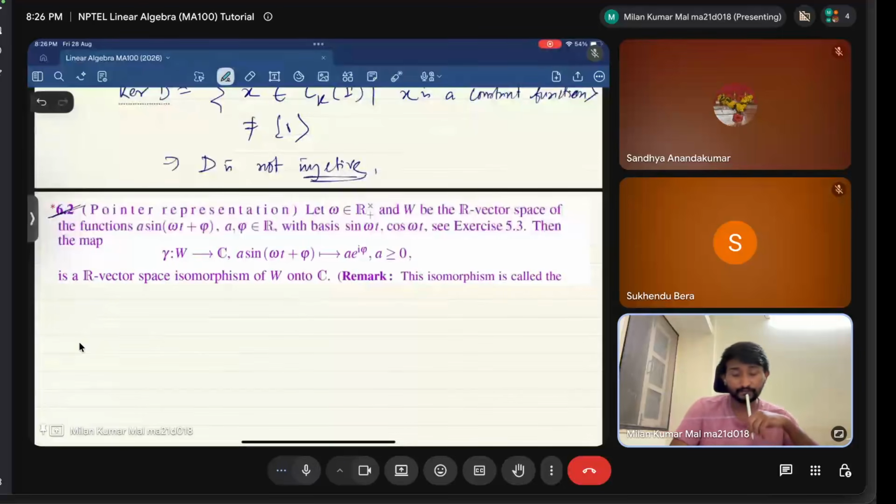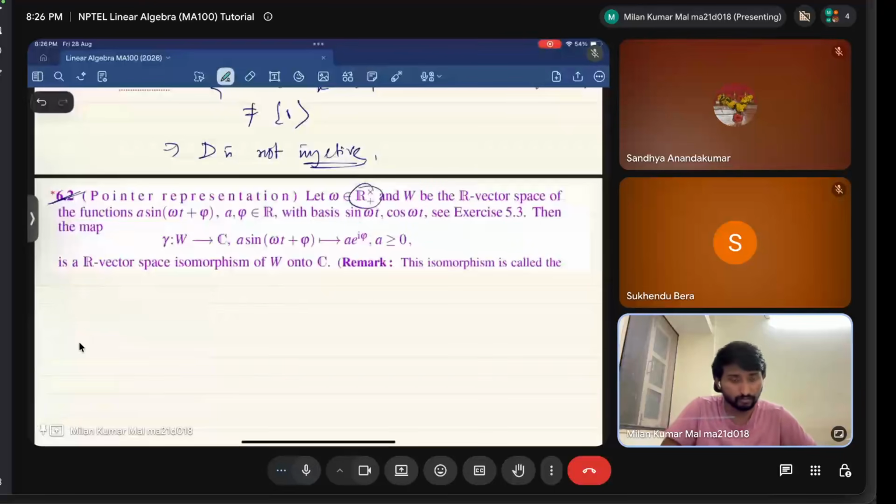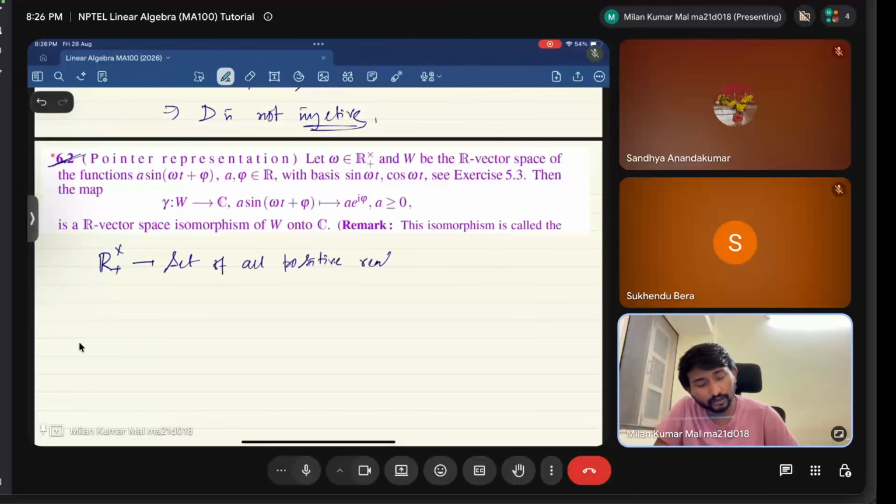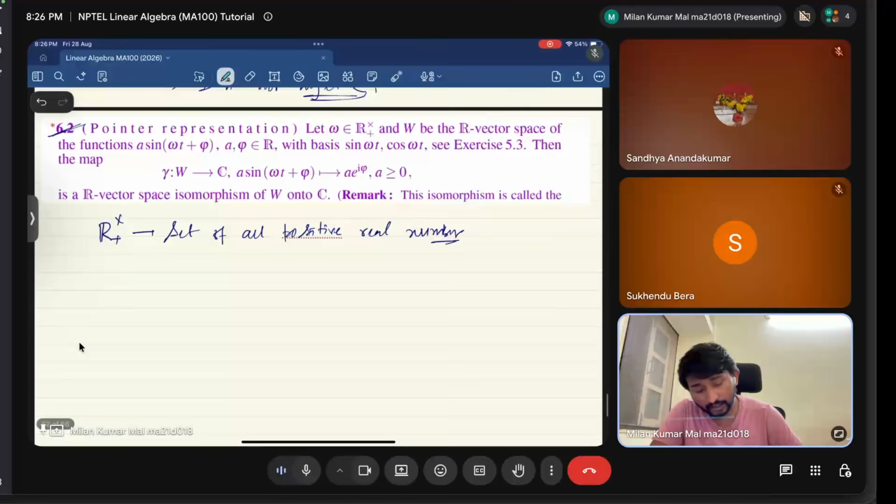What this problem says: let w be coming from positive non-zero real numbers. This is what is meant by R plus cross, the set of all positive real numbers, that is non-zero. Positive means there is no zero. Let w be fixed.